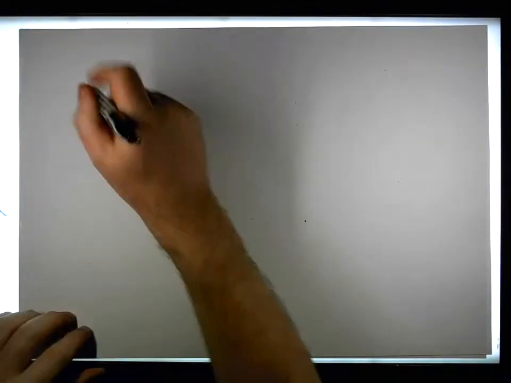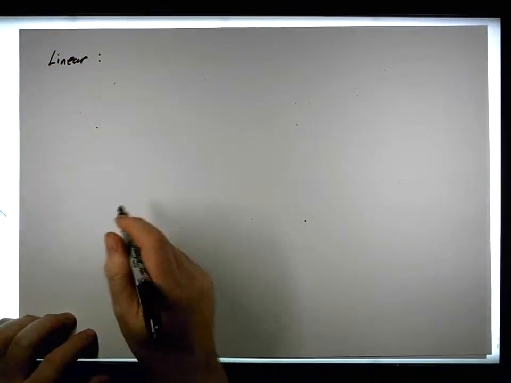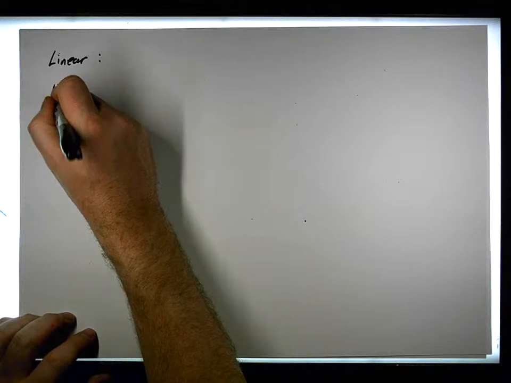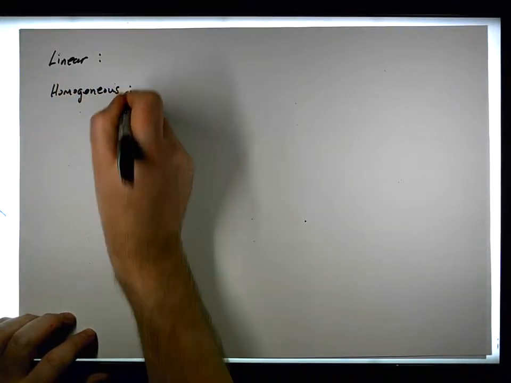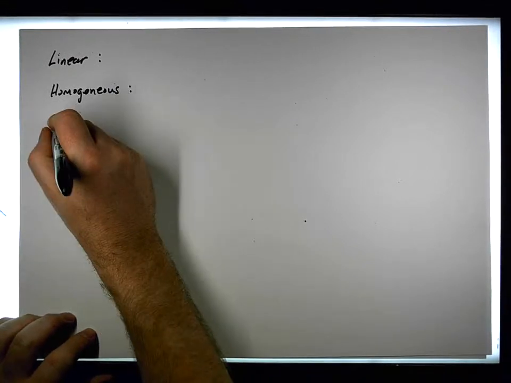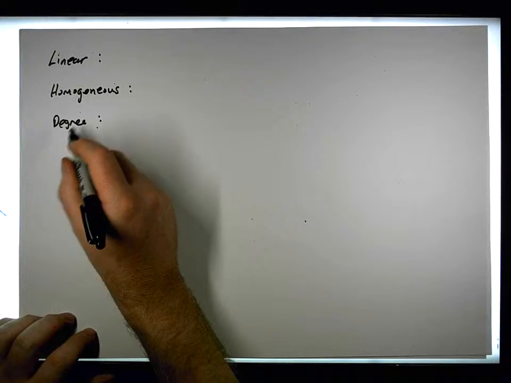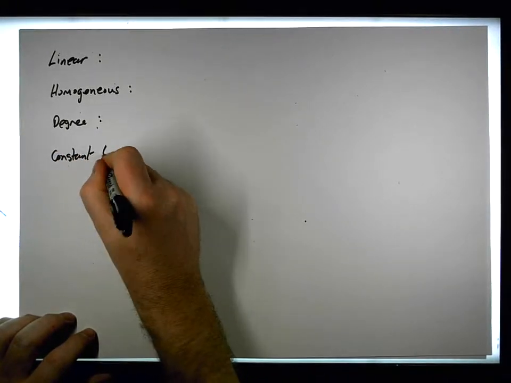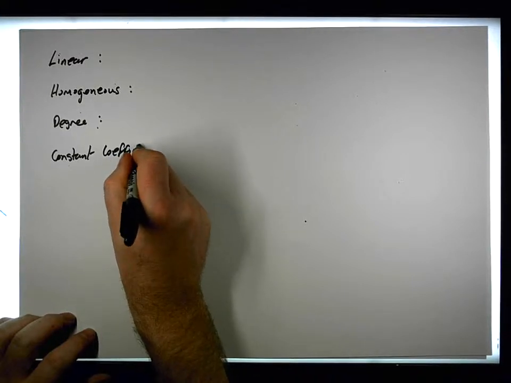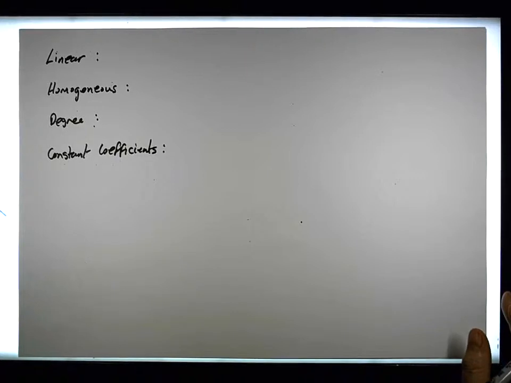Let's say we have the key term linear that we need to understand. We have the key term homogeneous, right? And let's say we have the key term degree, and constant coefficients. That's important, okay? So just to get back to our definition.